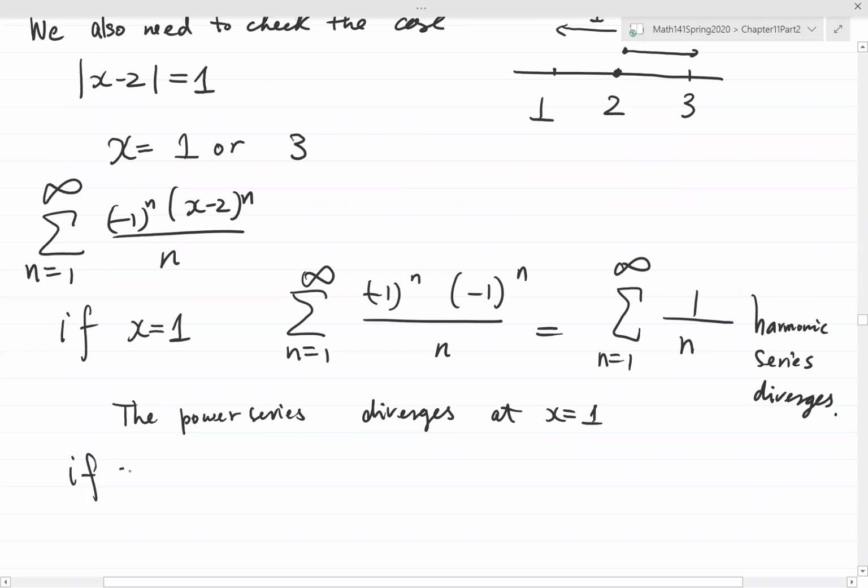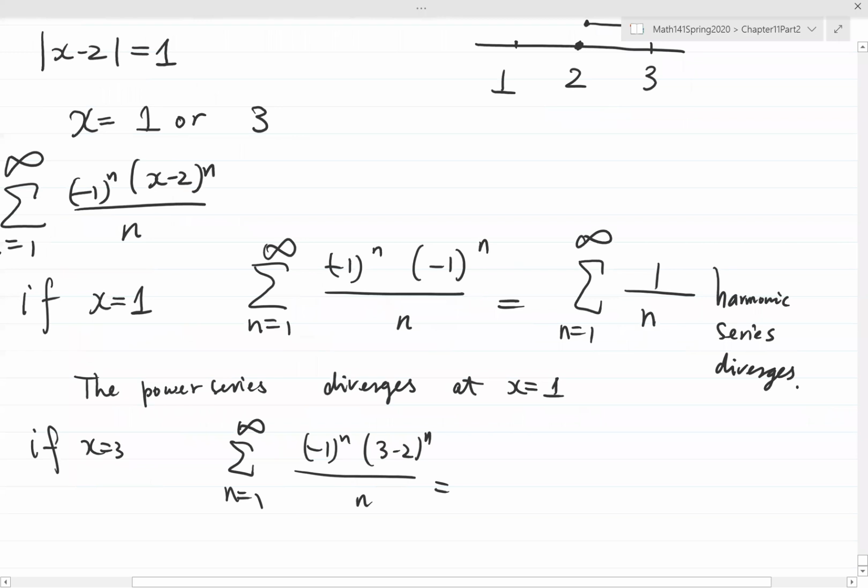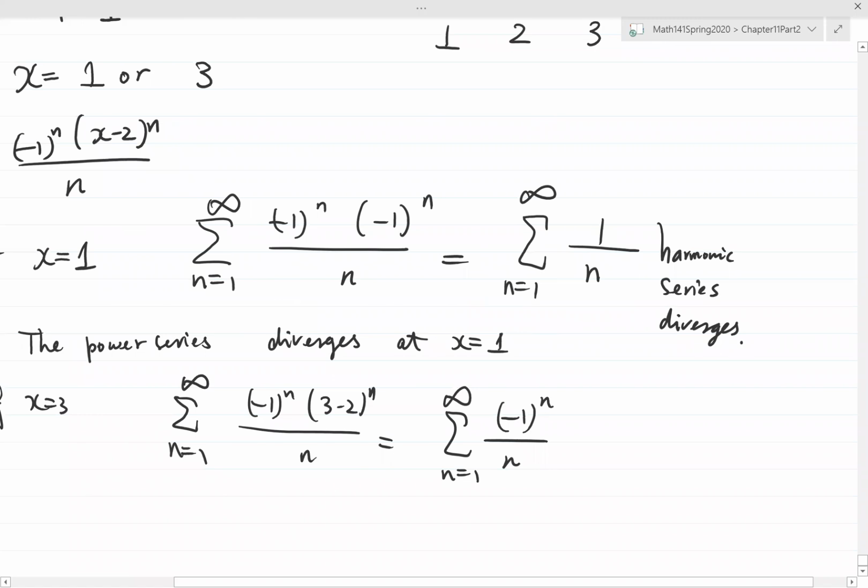If x is 3, then we get the series from n equals 1 to infinity of negative 1 to the power n, times 3 minus 2 to the power n, over n. 3 minus 2 is 1, and 1 to the power n is 1. So we get the sum of negative 1 to the power n over n from 1 to infinity, which is the alternating sum of the reciprocals of integers.